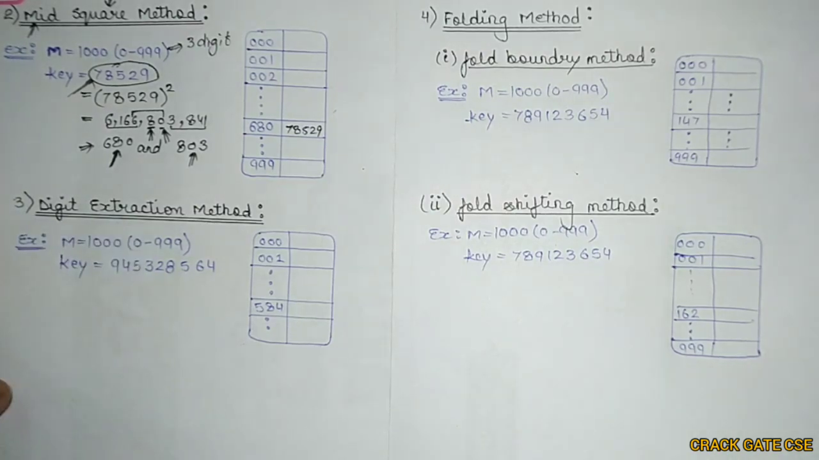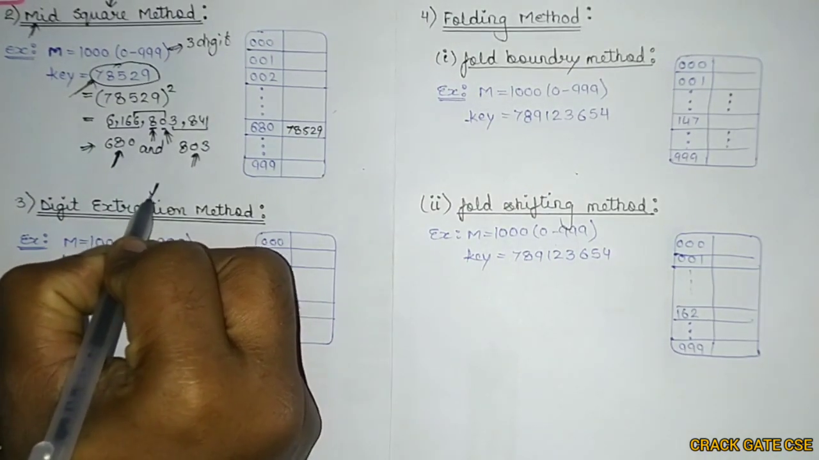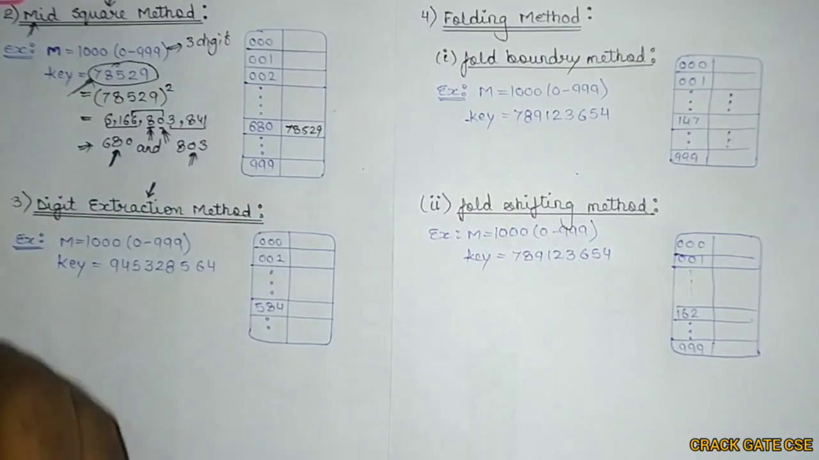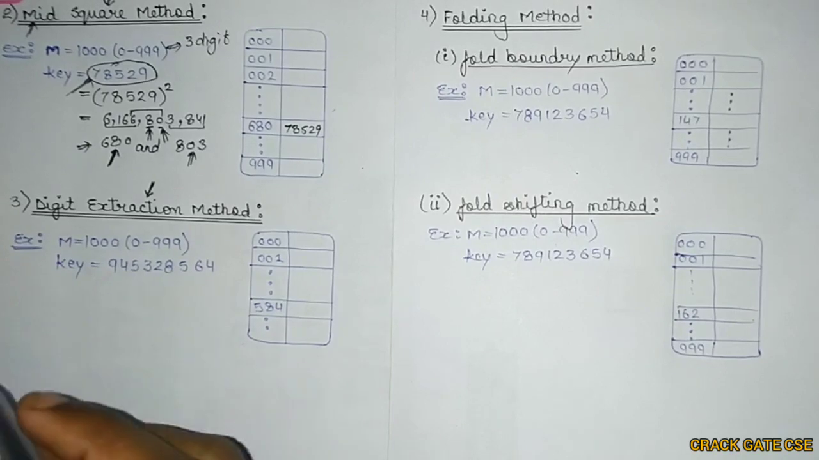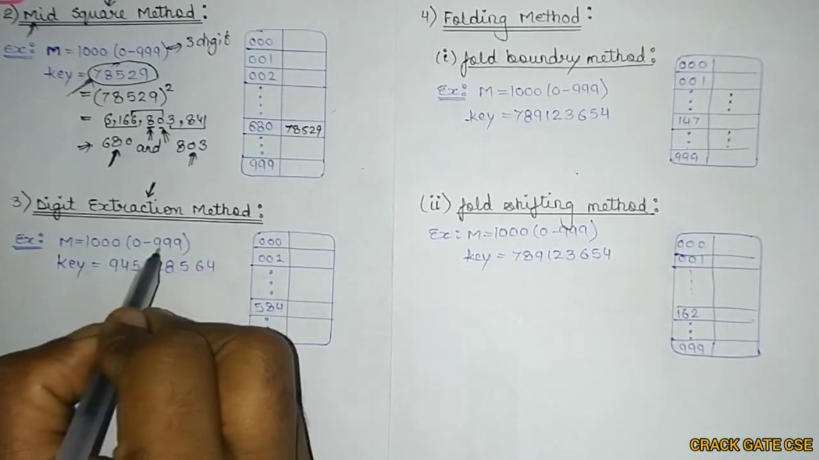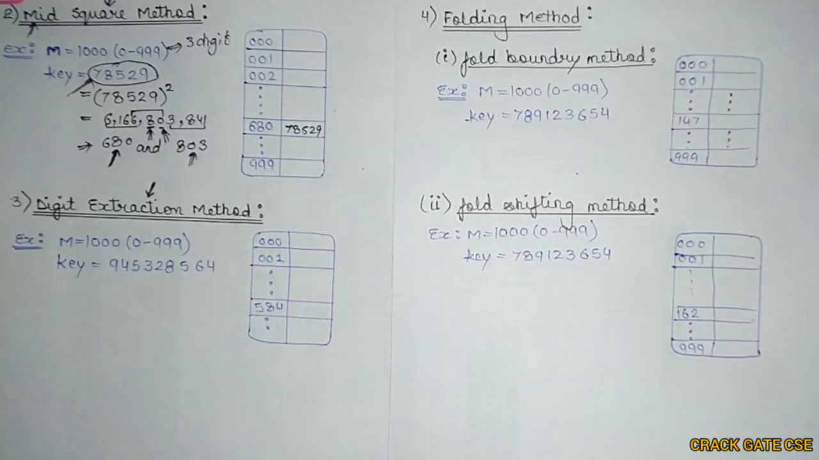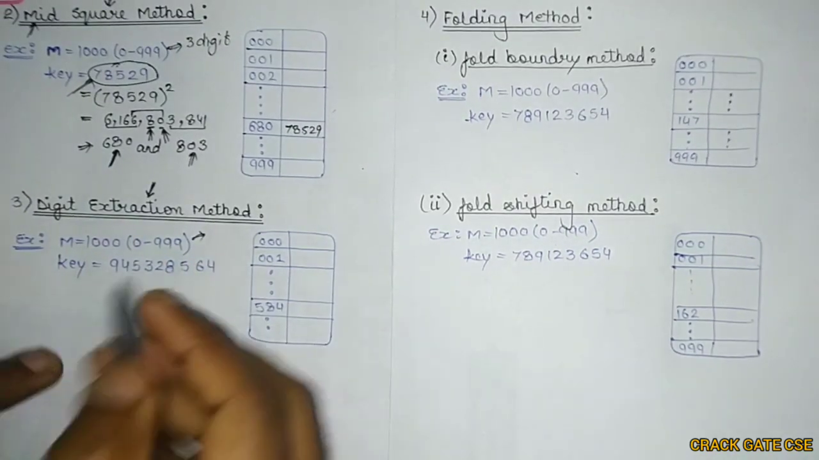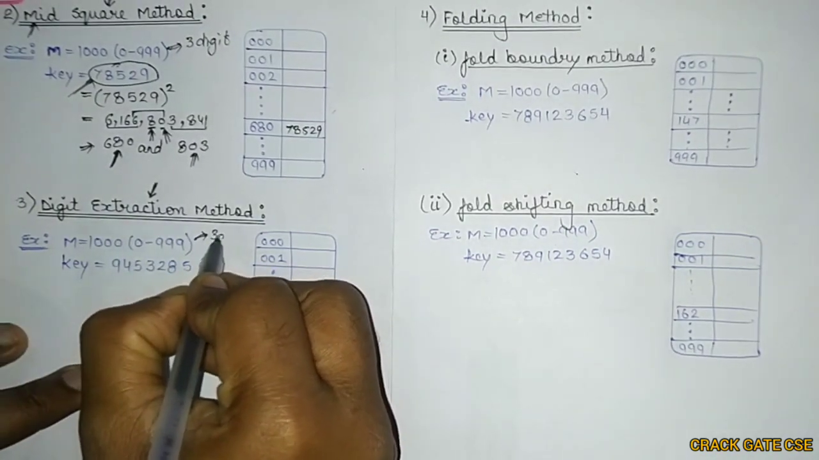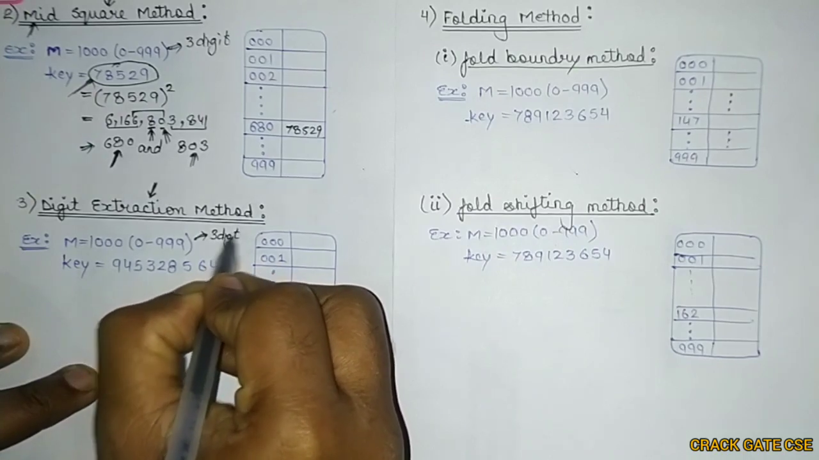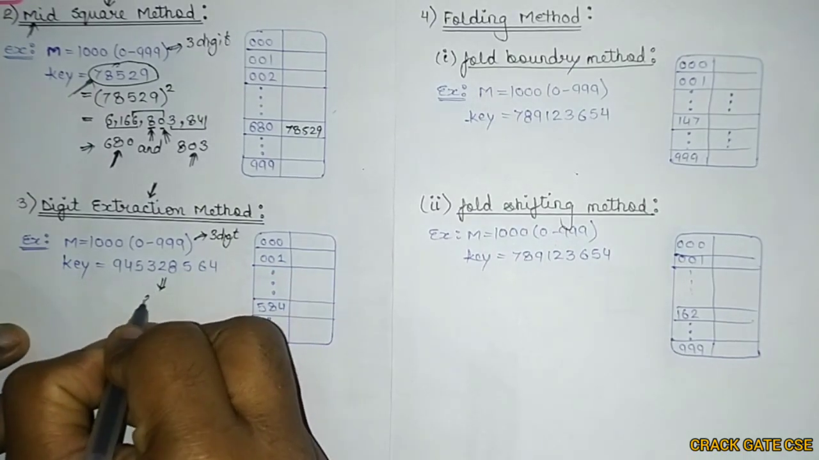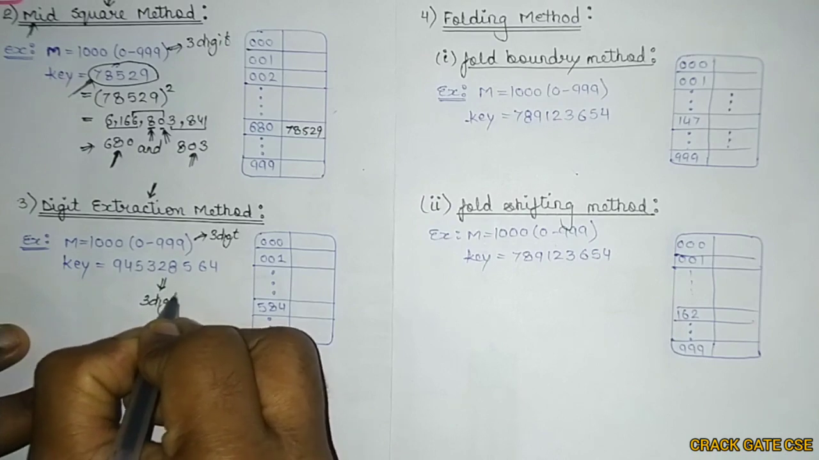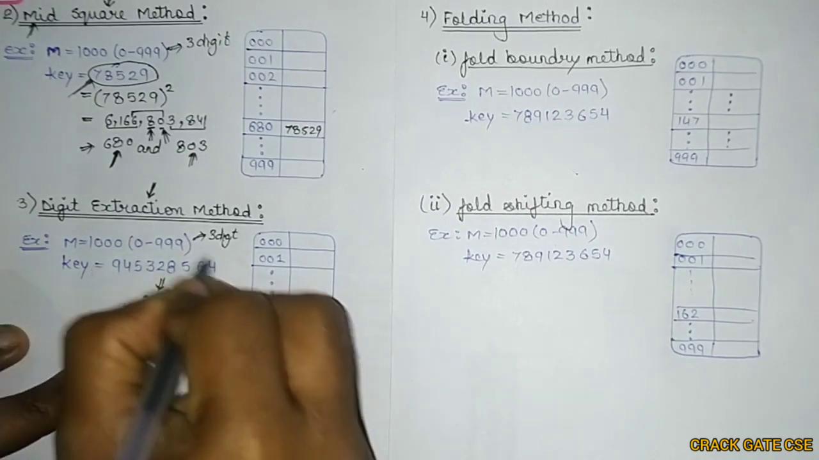Now the next is the digit extraction method. As the name suggests, digit extraction means we have to extract digits from the key. So this m is given as 1000, that means 0 to 999, and this is the key. So here also the range can be represented in 3 digits. That means we need 3 digits to map this key value.